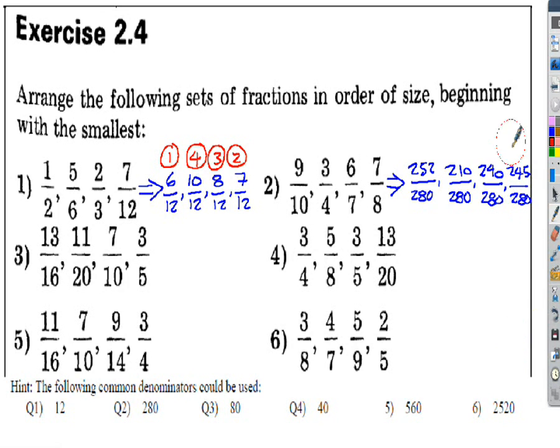Again, it's easy now to see the ranking order. This is the smallest term, so that would be number 1. This is the next term, number 2. Next term, number 3. And this is the largest term, number 4. I will let you work through questions 3, 4, 5 and 6, so there is a hint in the question below that might help you.